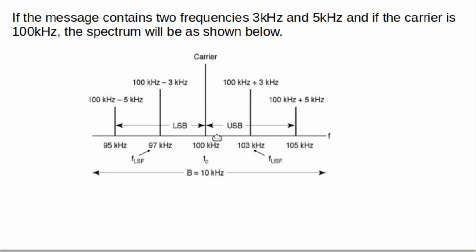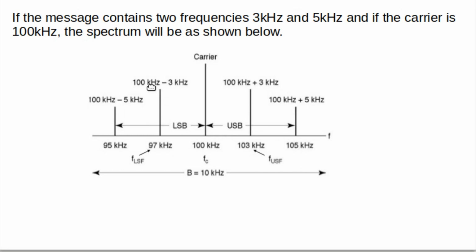As we have seen already, this central line is the carrier, its frequency is 100 kHz, and in the upper sideband there are two frequency terms. One is fc plus fm1 and the second one is fc plus fm2. So fc plus fm1 is 100 plus 3 kHz, it is 103 kHz, and the second term in the upper sideband is fc plus fm2, 100 plus 5 kHz, 105 kHz. So we can see two frequency terms on the upper sideband side.